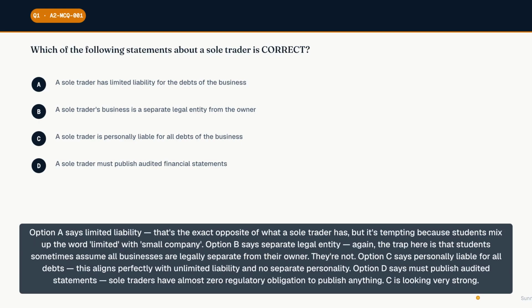Option A says limited liability. That's the exact opposite of what a sole trader has, but it's tempting because students mix up the word limited with small company. Option B says separate legal entity. Again, the trap here is that students sometimes assume all businesses are legally separate from their owner. They're not. Option C says personally liable for all debts. This aligns perfectly with unlimited liability and no separate personality. Option D says must publish audited statements. Sole traders have almost zero regulatory obligation to publish anything. C is looking very strong.